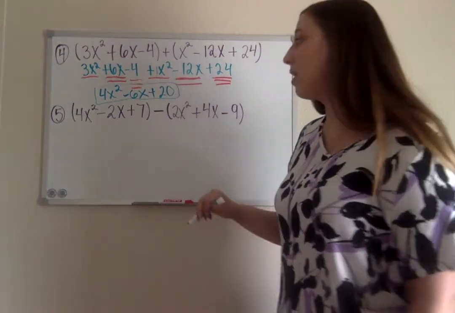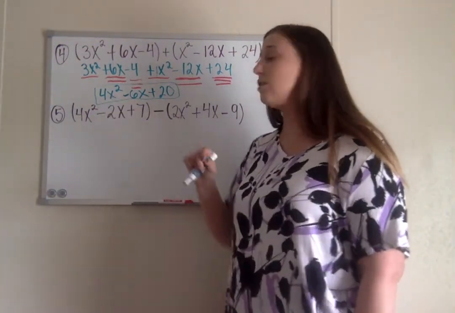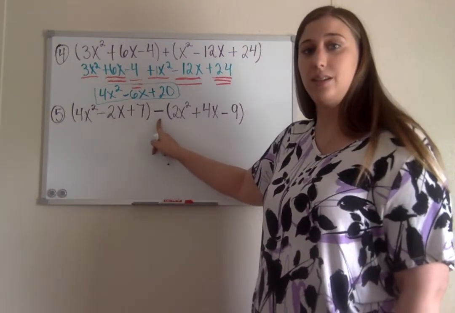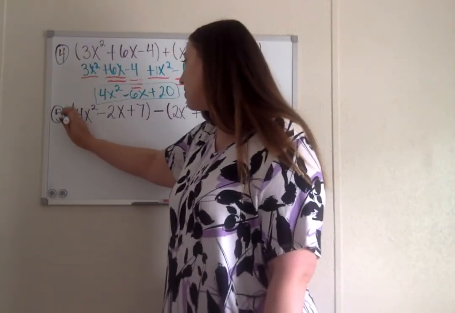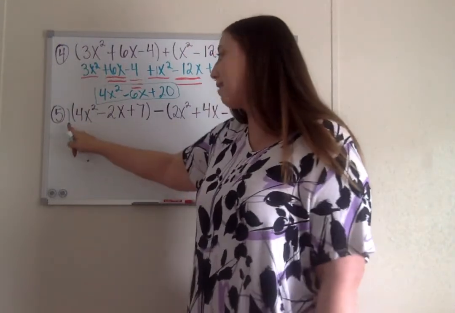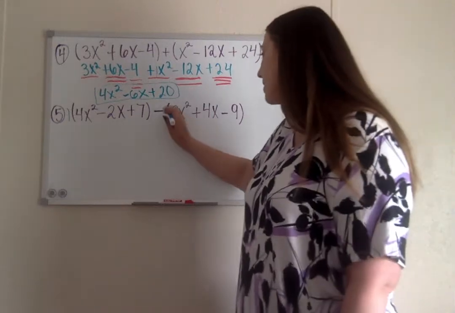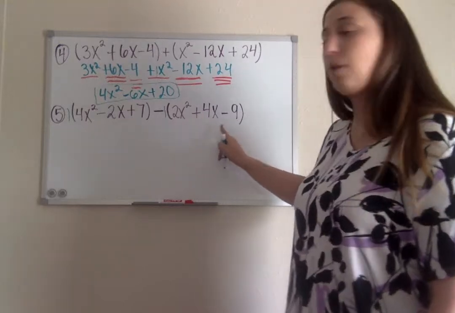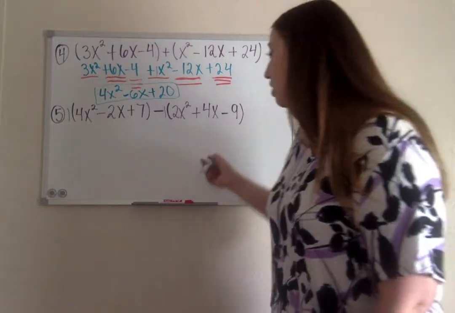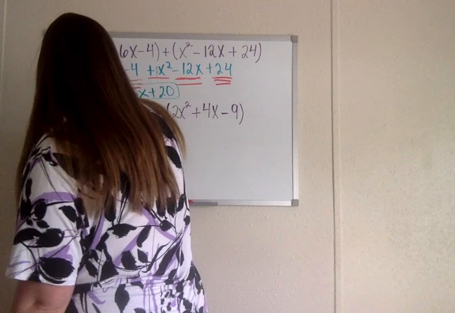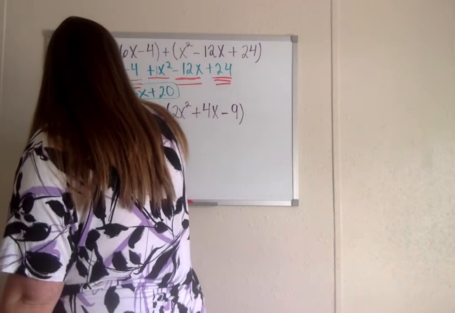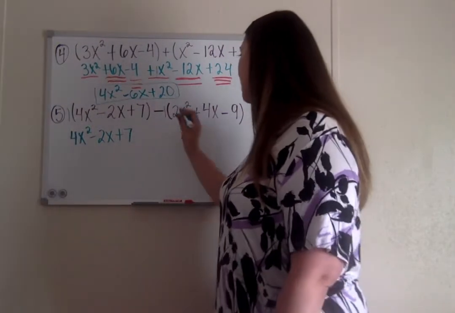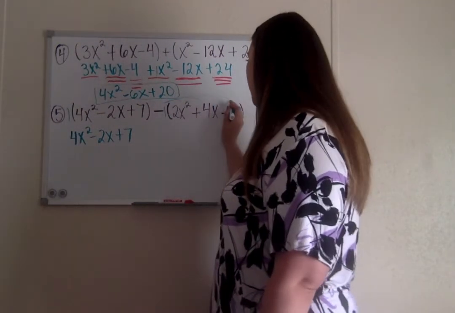All right, so looking at the last example, number 5, this one's a little different because now we have this minus sign in between our parentheses. So the first set of parentheses will stay the same because we're just distributing that positive 1. But now in the second set of parentheses, we have to distribute a negative 1 to each term on the inside of those parentheses. So the first set of parentheses, again, is going to stay the same. 4x squared minus 2x plus 7.